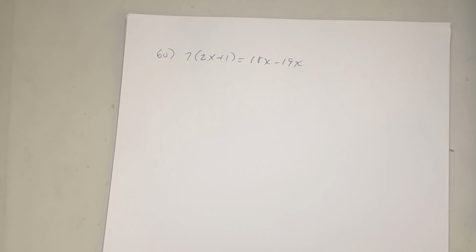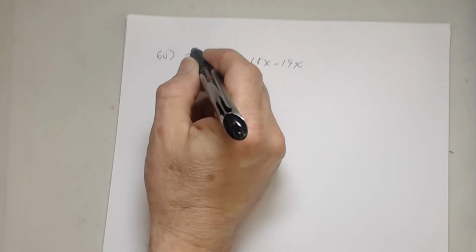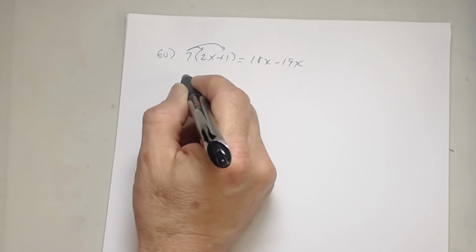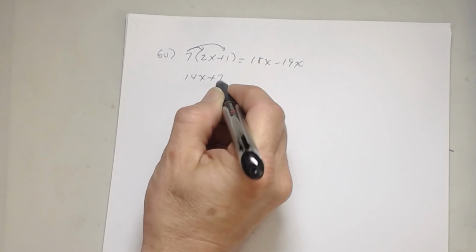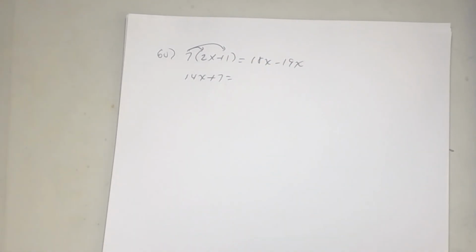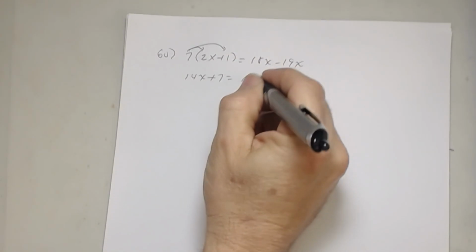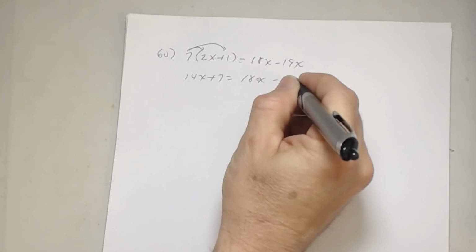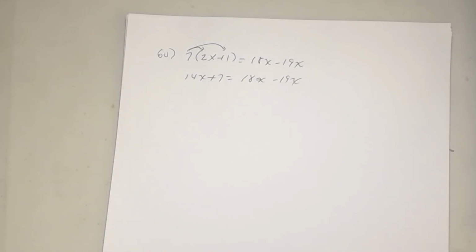So what are you going to do first? Distribute. You use the distributive property. So on the left side, I get what? Equal, and then I always rewrite over, but if you wanted to, you could have written the right-hand side right away as what? Negative 1x or negative x. But I'm going to just go ahead and rewrite it. 14x plus 7 equals 18x minus 19x.